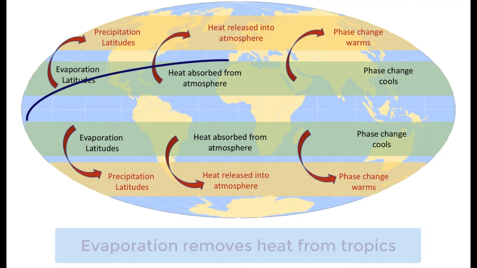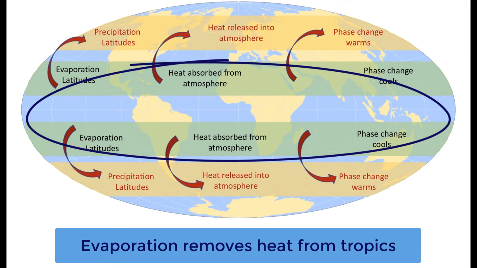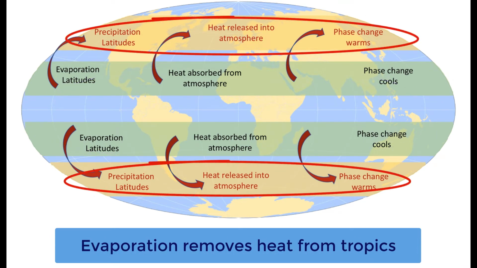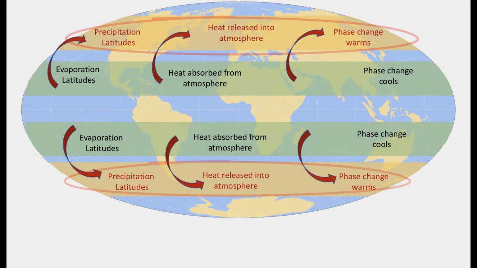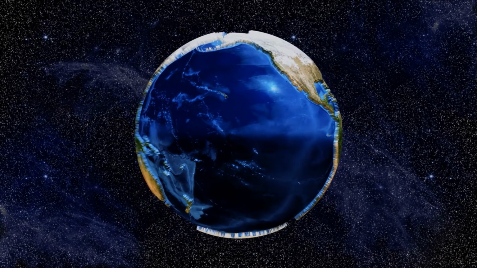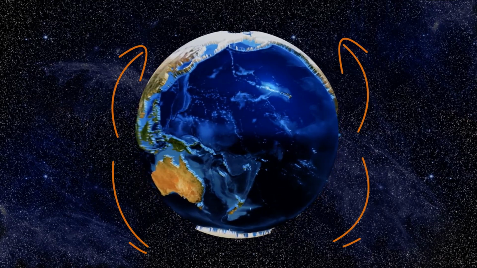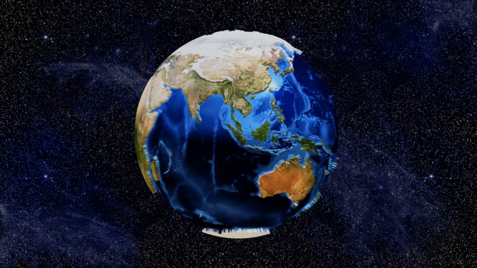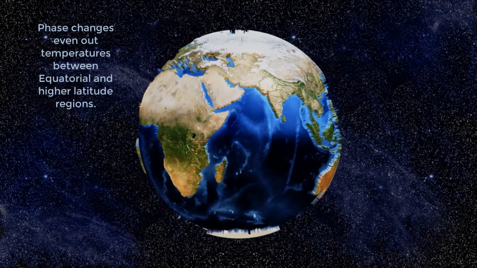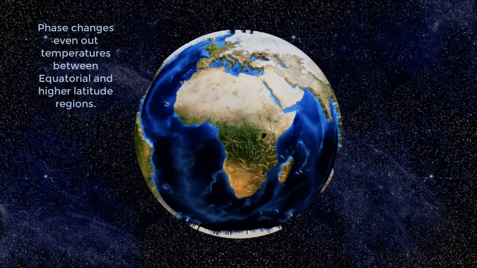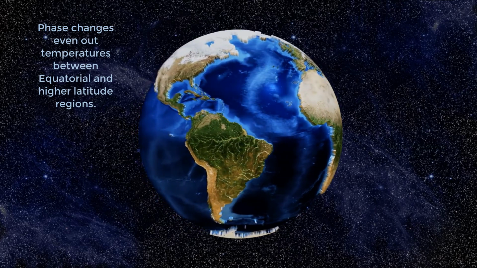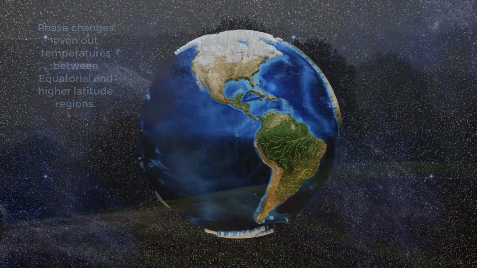So evaporation removes heat from the tropics and releases it at the poles or at the higher latitudes through precipitation, because condensation releases heat. So this is a way that heat is carried from the sun-warmed equatorial regions to the higher latitudes. And this phase change is a major part of the Earth's energy budget and has a big impact on evening out the climates across the globe.